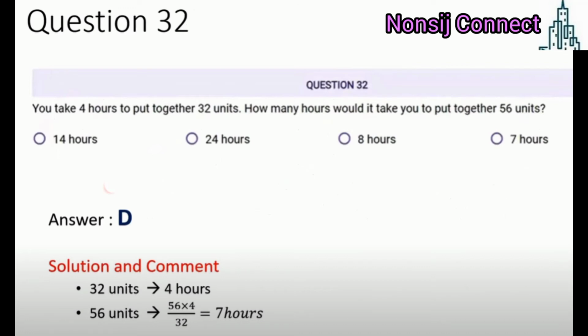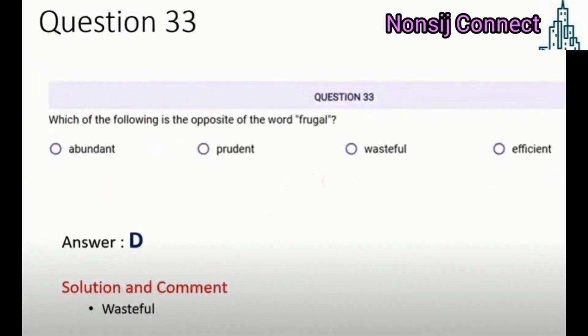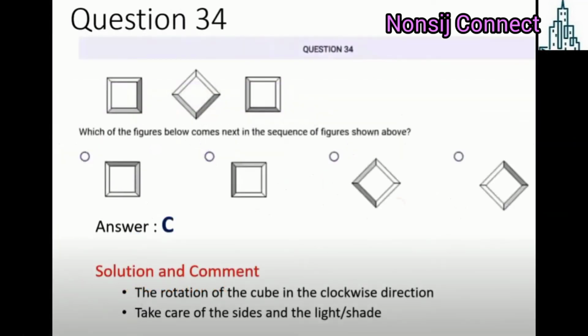I've solved this question in one of my videos. Which of the following is the opposite of the word frugal? That is wasteful. No, efficient. If something is frugal, then it should be... Okay. Next one, now I've solved this question. Yes, I've solved it, and the answer is C.